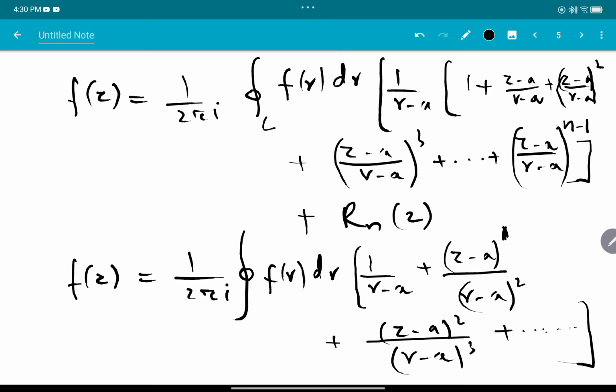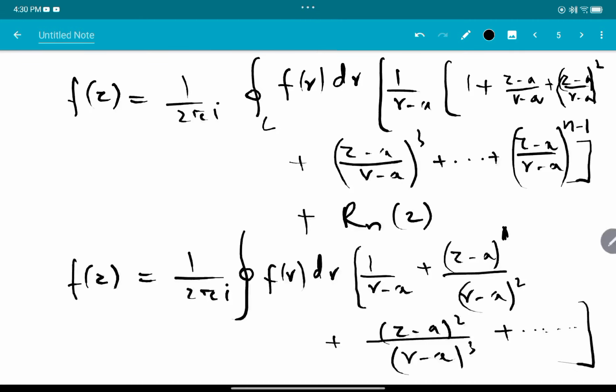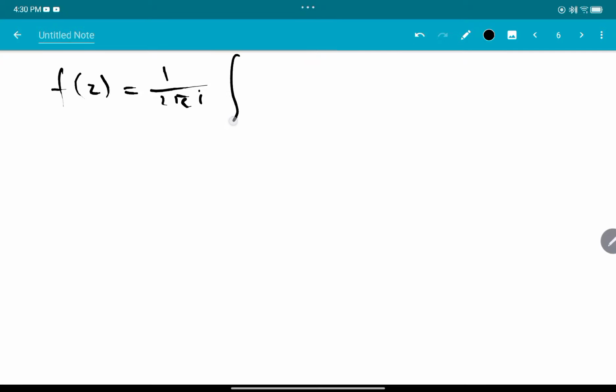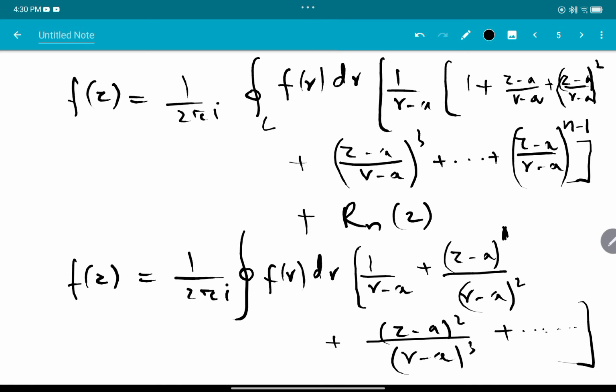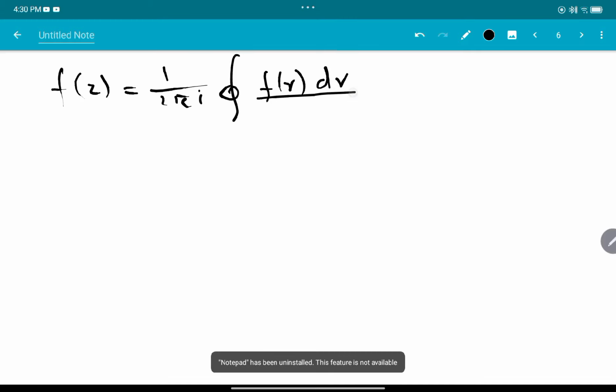Now again, expanding it and going forward, f(z) is equal to 1 by 2 pi i. The rest I will have to check here. The integral of f(gamma) d gamma, but I will not write it directly. I will multiply this first, this with this. It will be the integral of f(gamma) d gamma divided by (gamma minus a).